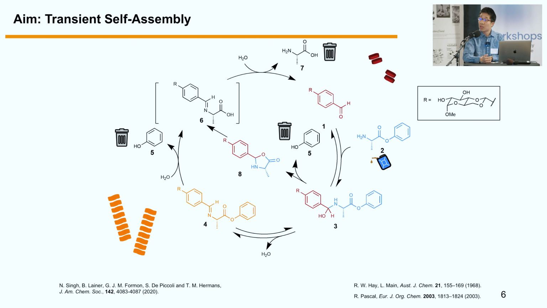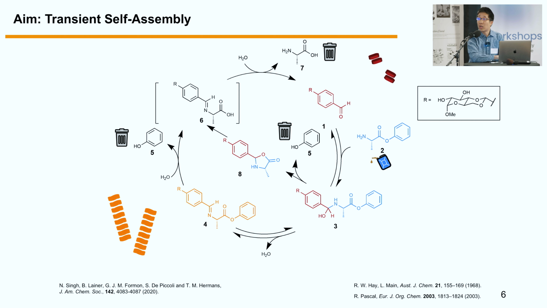More specifically, the aim in our project was to achieve transient self-assembly. So it's not really molecular machines, but the same approach can be applied to molecular machines too. Here, this is the overall chemical reaction network of the system. This blue molecule is the fuel, and these two black molecules are the wastes. What we want to achieve is to control the assembly state of the molecule in a transient way.